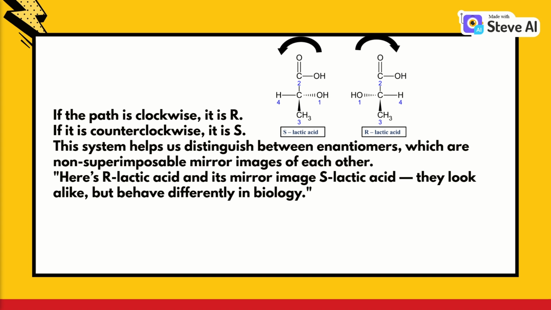This system helps us distinguish between enantiomers, which are non-superimposable mirror images of each other. Here's R lactic acid and its mirror image S lactic acid. They look alike, but behave differently in biology.